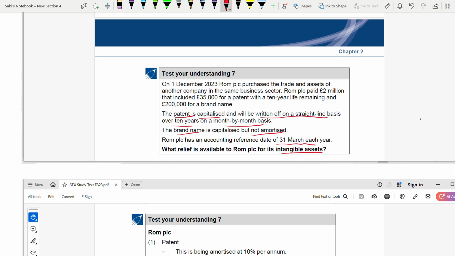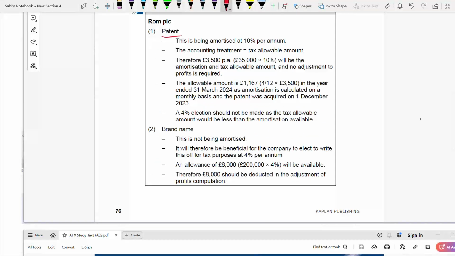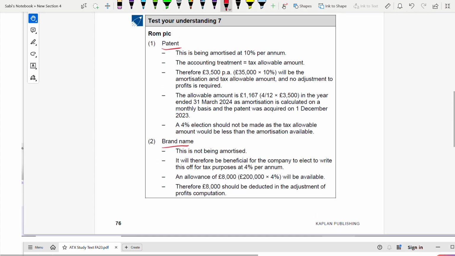So on 1st December 2023, they purchased the trade and assets of another company in the same business. They paid 2 million, included 35,000 for patent with a 10-year remaining useful life and 200,000 for brand name. So first we'll go with patent, then we'll explain the brand. So I have the answers with me. First let us finish with patent.